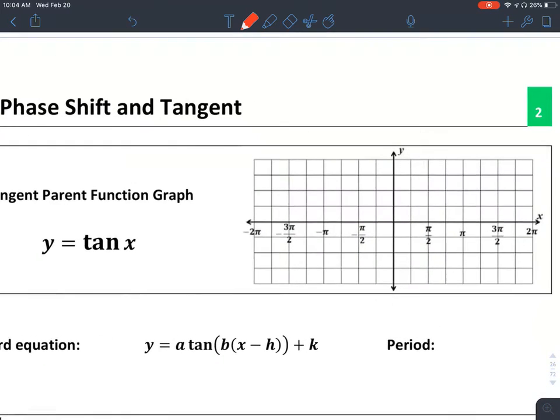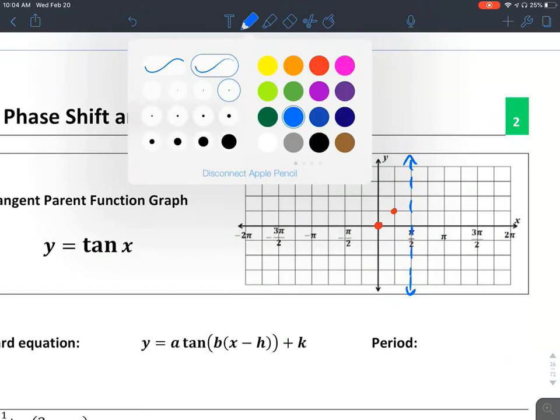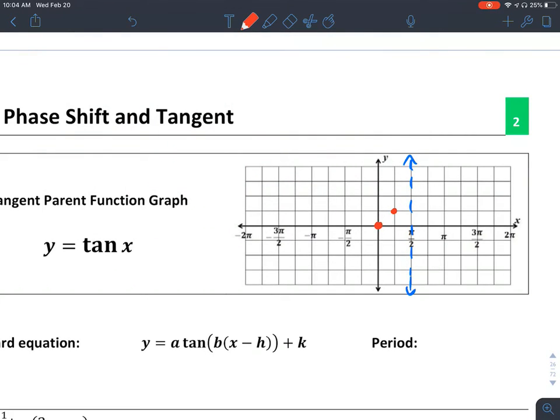The tangent parent graph function. So we said at 0, it's 0. At pi over 4, it's 1. At pi over 2, it's undefined. To graph undefined, that's a vertical asymptote. Then at 3 pi over 4, it was negative 1. Then at pi, it was 0. Then at 5 pi over 4, it was 1.